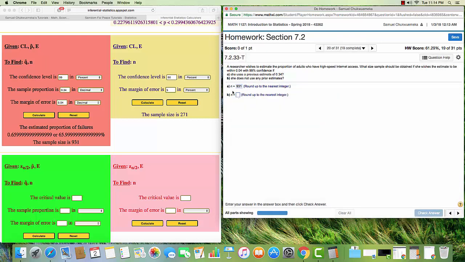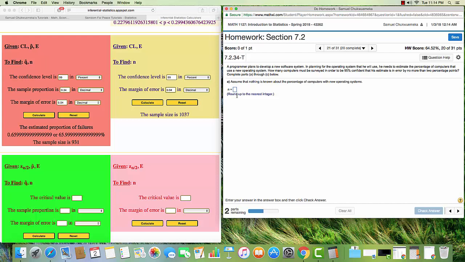B, she does not use any prior estimates. So we're going to use this one here. Confidence level is 99%. Margin of error is 0.04. You change that to decimal. Calculate. So in this case, the sample size is 1037.